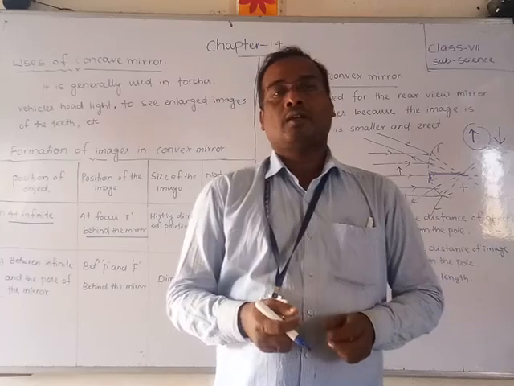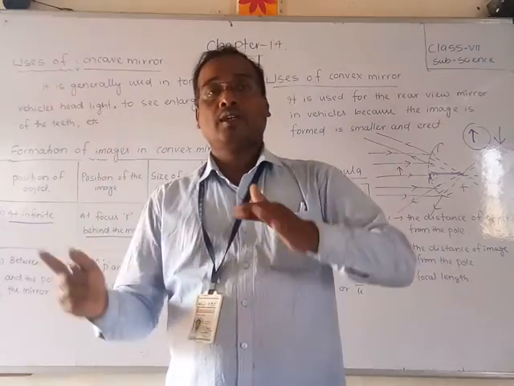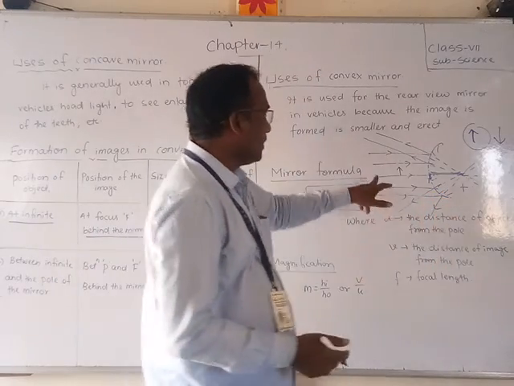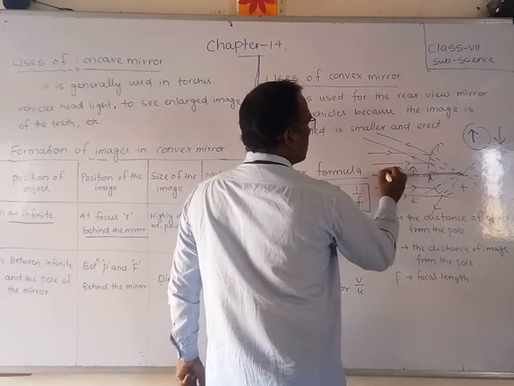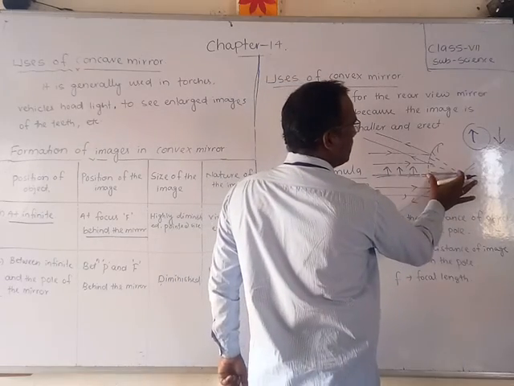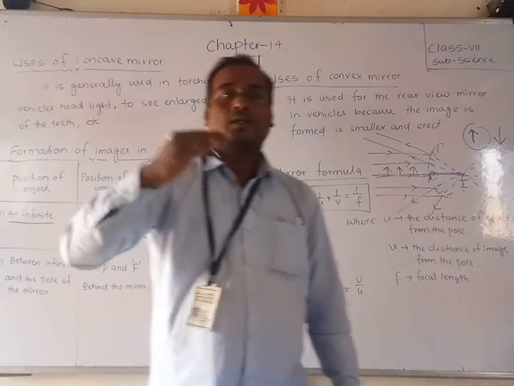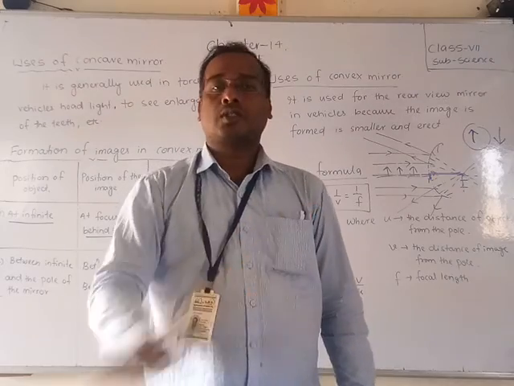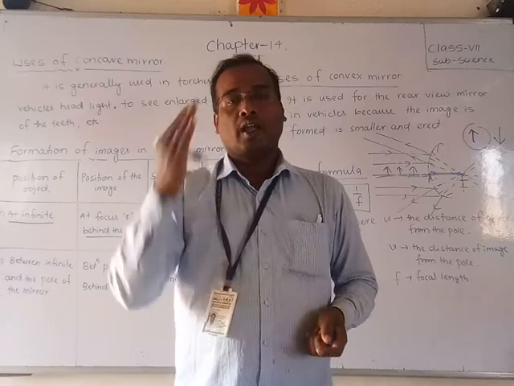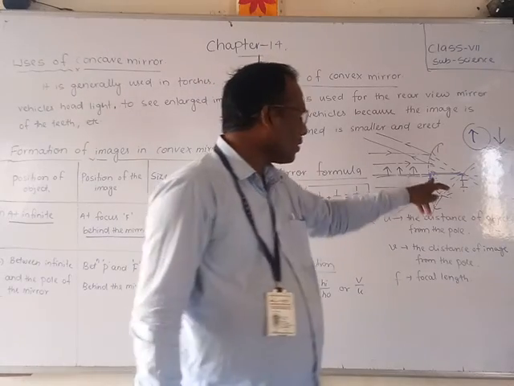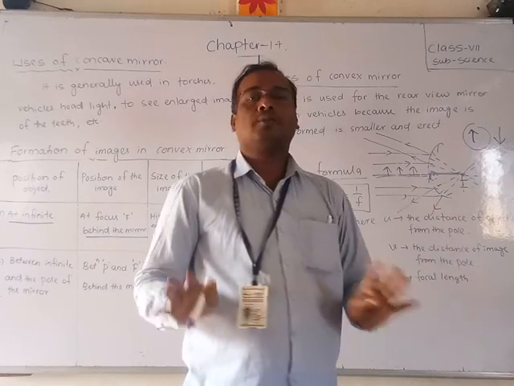But when the object is placed between infinity and the pole, anywhere from here up to the pole, the image will fall between the pole and F, that means the focus. After that it won't form. It is behind the mirror, but the image will fall between F and P. P means the pole of the mirror, or the center of the mirror. In this in-between region, all images will form.